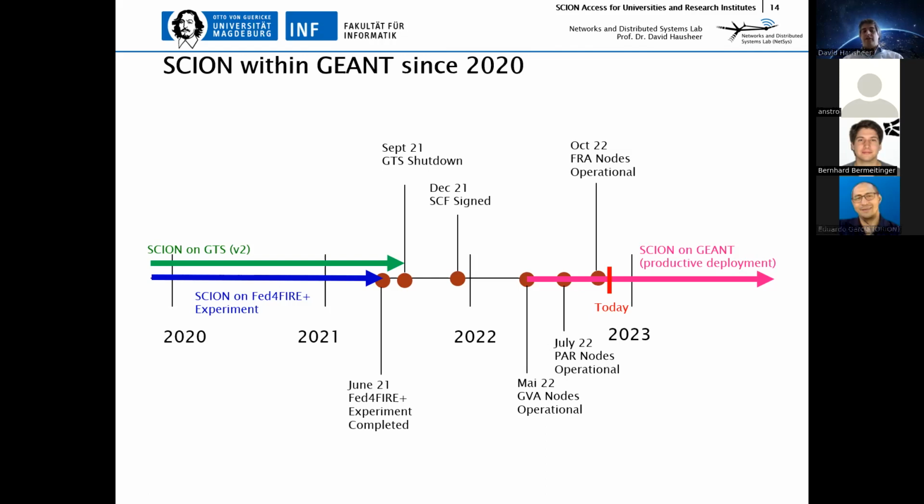We had the first two nodes deployed in Geneva. Then later on in July followed two nodes in Paris. And finally, we had also two nodes deployed in Frankfurt. And this is the SCION deployment that we now productively use within GÉANT.